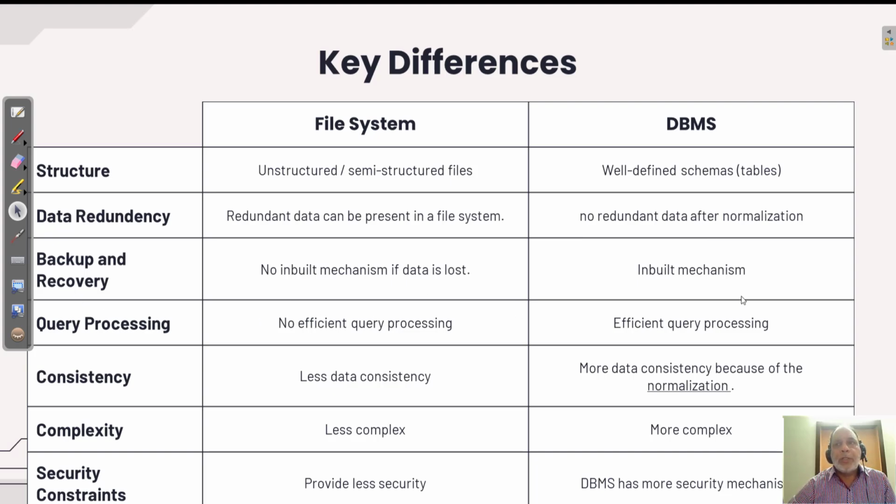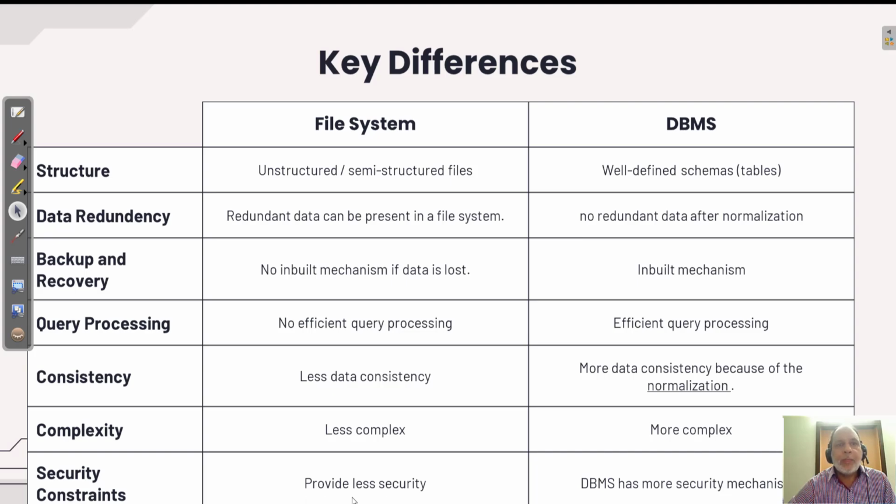Backup and recovery: the file system has no built-in mechanism, and the DBMS has a built-in mechanism. Query processing: as I mentioned, the DBMS uses SQL queries for efficiently processing and fetching data, but the file system has no query processing. Consistency: the file system has very low consistency, and the DBMS has much more consistency due to normalization. The file system is less complex, but the DBMS is more complex. You need to learn all the concepts of the DBMS to efficiently handle the database.